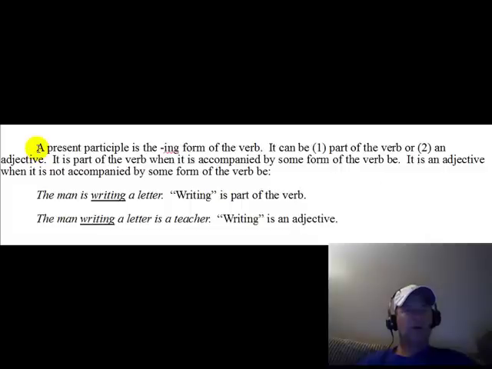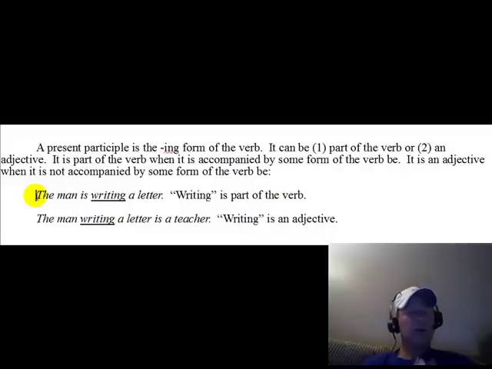A present participle is the ing form of the verb. It can be one, part of the verb, or two, an adjective. It is part of the verb when it is accompanied by some form of the verb be. It is an adjective when it is not accompanied by some form of the verb be. Let's take a look at some examples.